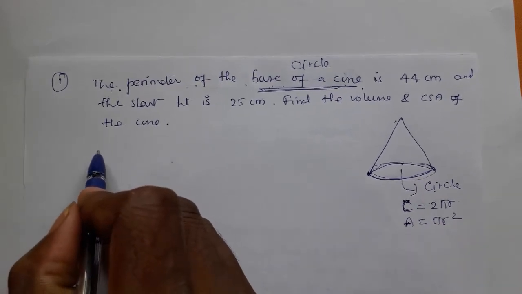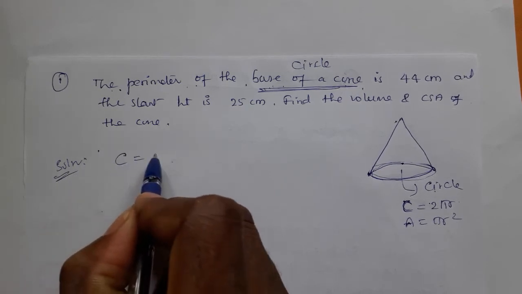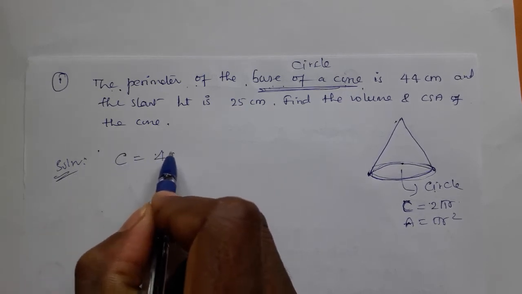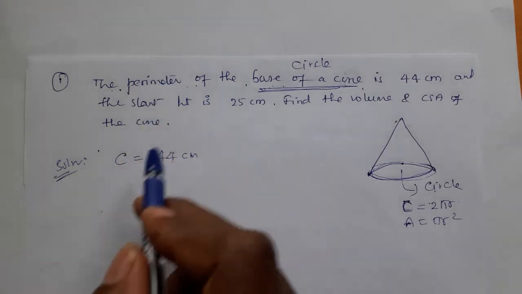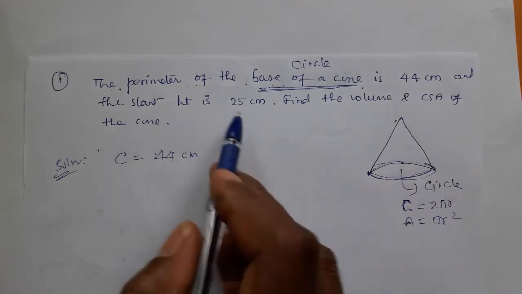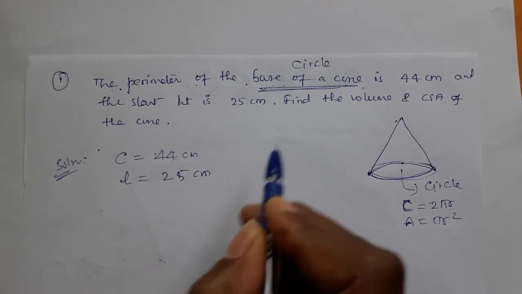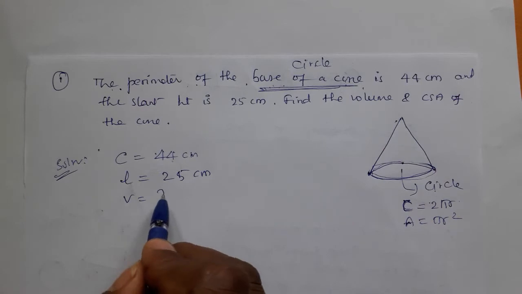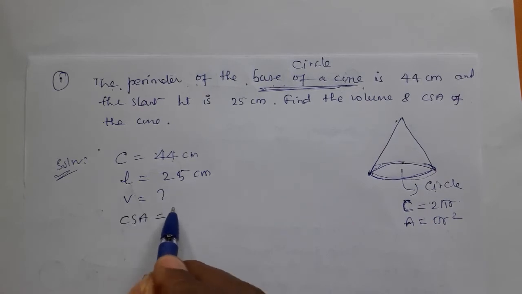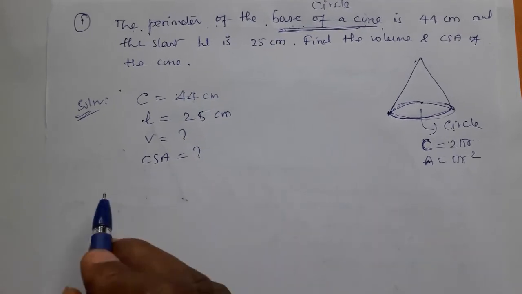Now we write the given in the solution. Circumference is given as 44 centimeter. Perimeter is also circumference in the case of circles. And the slant height l is 25 centimeter. Find the volume and the curved surface area. We have to find these unknowns, and two hints are given.